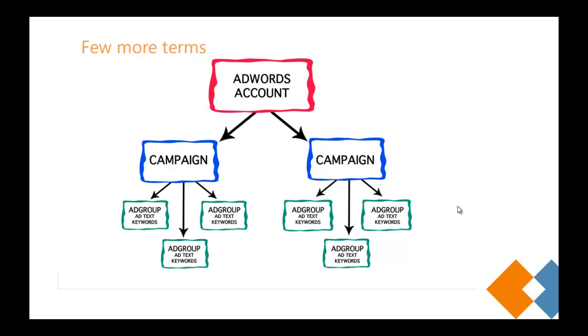Then you have the account, where you use your AdWords account. You can run multiple campaigns in each ad account, and each campaign can have multiple ad groups. An ad group is a logical grouping of keywords and ad text. There could be multiple ads in an ad group, and these ads get fired or triggered based on the keywords which are present in that ad group. That's the high level, and I'll show you that information as we go along in the webinar.